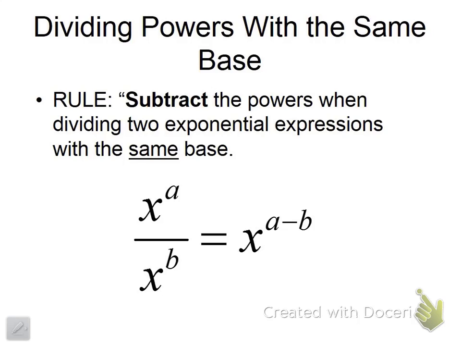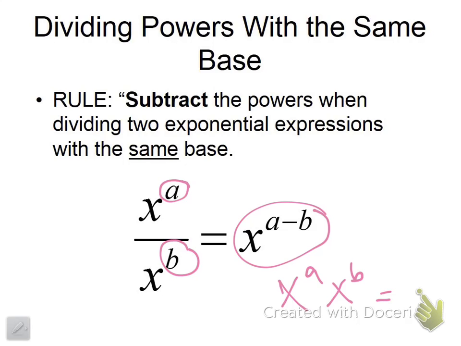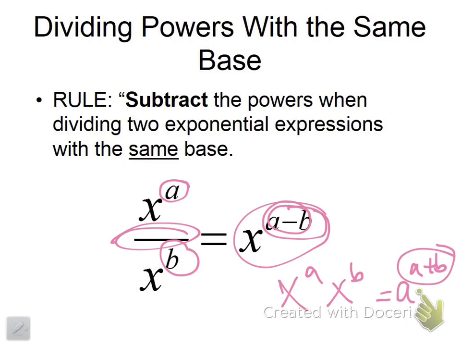So when we're dividing, we're going to subtract our powers. So like this, a minus b is going to give us what we want. Last time when we were multiplying things with the same base, we added their exponents, so we did a plus b. Well, since division is the opposite of multiplying, that's why we're subtracting here in the center.